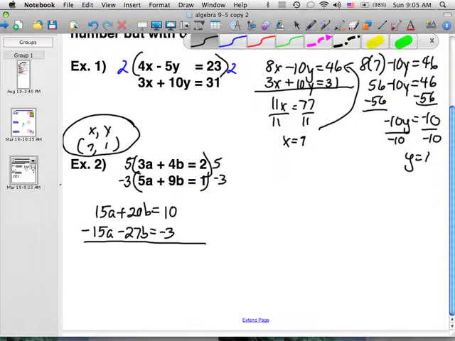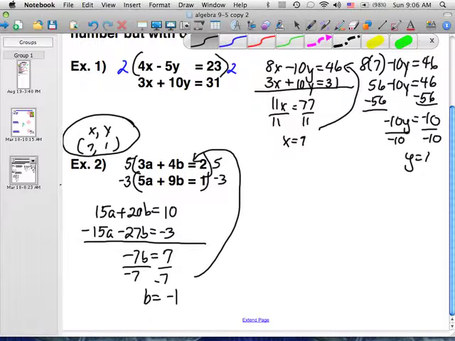So adding these together, I get negative 7b equals 7, divide by negative 7, and b equals negative 1. And then substitute it in. Generally, these are the easier ones to work with. After you've multiplied them by 5 and negative 3, the numbers get rather large. So I'm just going to plug it into this original one here.